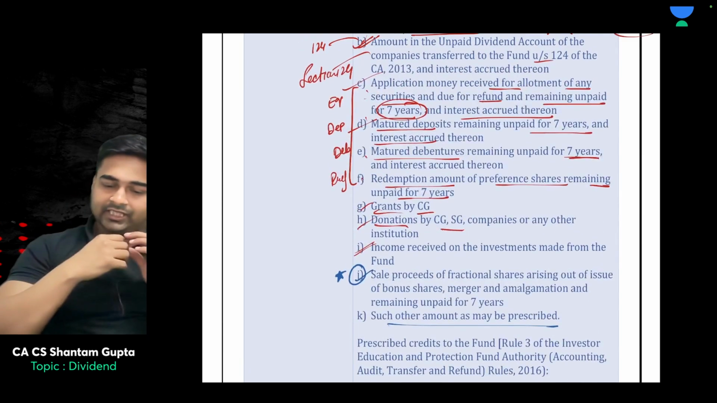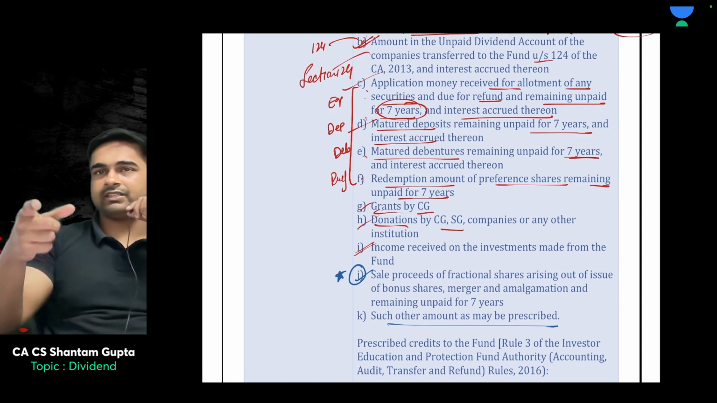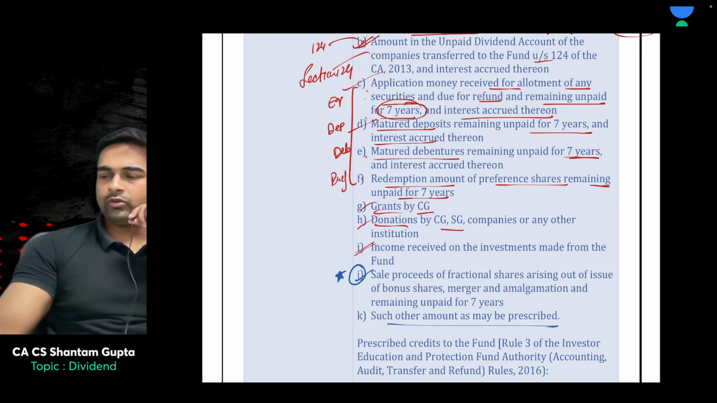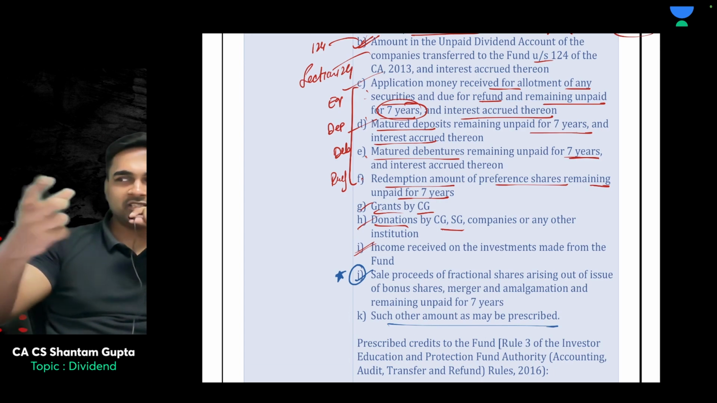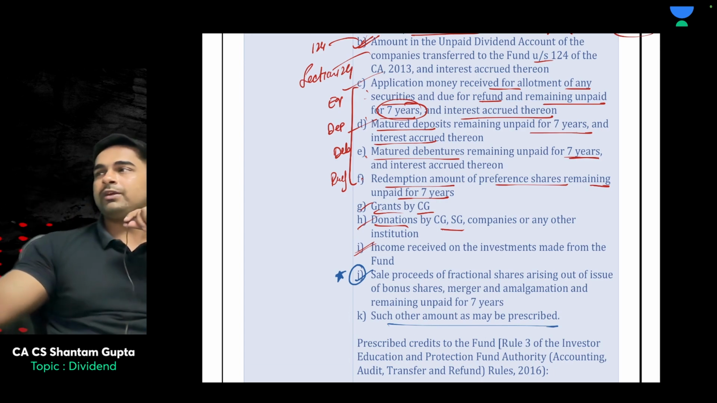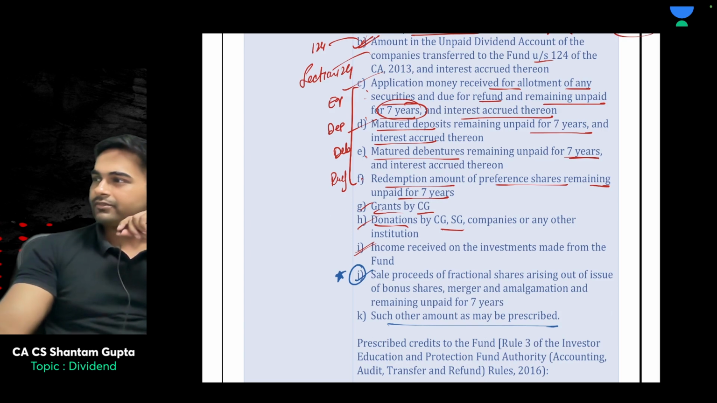J says sale proceeds of fractional shares. See, amalgamation. I just thought that if 2 companies are amalgamating, there will be some fractional left. Now, these fractional shares, if the holder is there, we will pay him money. But there was no holder to be found for 7 years. Then those fractional shares are transferred to IPF. Now IPF can sell those fractional shares in the market. After 7 years, we'll pay that money. Within 7 years, if he comes in, take the share. No problem.